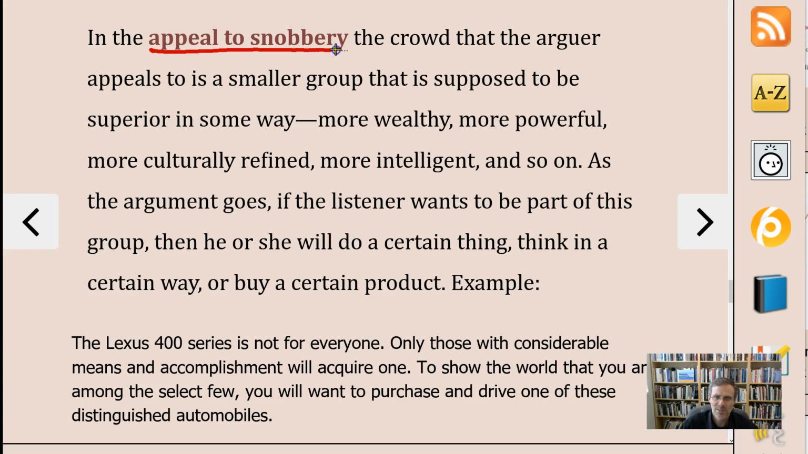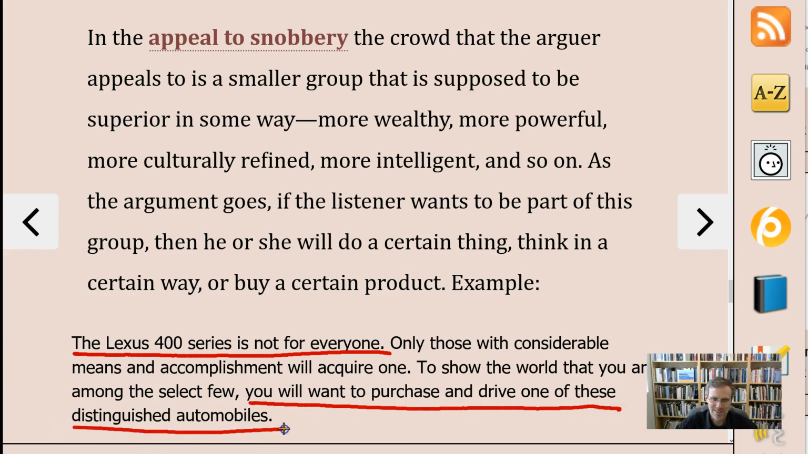In the case of appeal to snobbery, we again have an appeal to a smaller group that's supposed to be superior in some way to the group as a whole. If the listener wants to be a part of this small elite group, then they are asked to take on the beliefs or actions of that elite group. The Lexus 400 series is not for everyone. If you want to be a part of this small elite group that owns the Lexus 400, then you ought to agree it's the best and most desirable of automobiles.